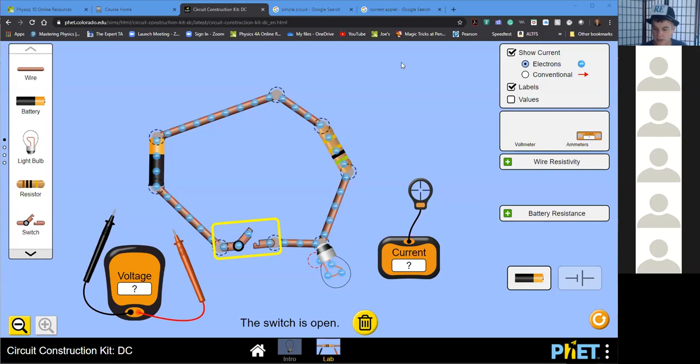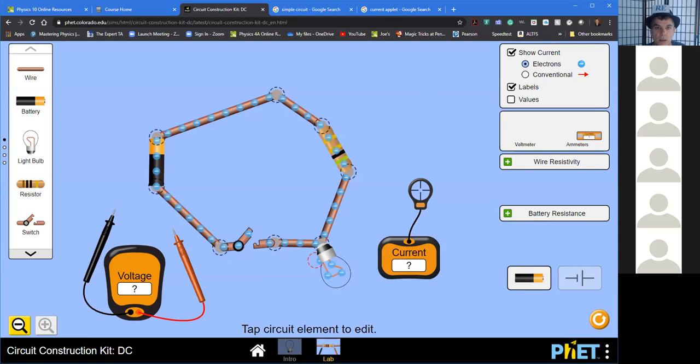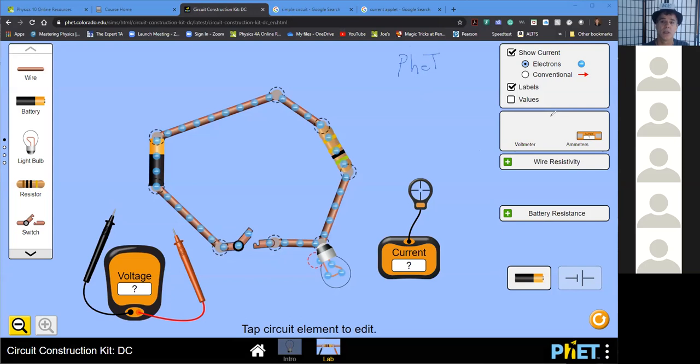If you wanted to try this out on your own, if you do a Google search for PhET, P-H-E-T, there are all sorts of great applets. Some of the ones I showed you in class are from this site, PhET circuits. You Google that and you'll find basically this, where you can start playing around.